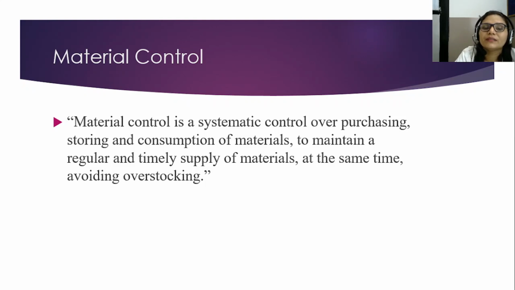Material control is a systematic control over purchasing, storing, and consumption of materials to maintain a regular and timely supply of materials, at the same time avoiding overstocking. It is the process of systematically controlling materials over the stage of procurement, storage, and usage so as to help maintain the regular and uninterrupted flow of materials in the production pipeline. No system of costing is complete without an effective material control.